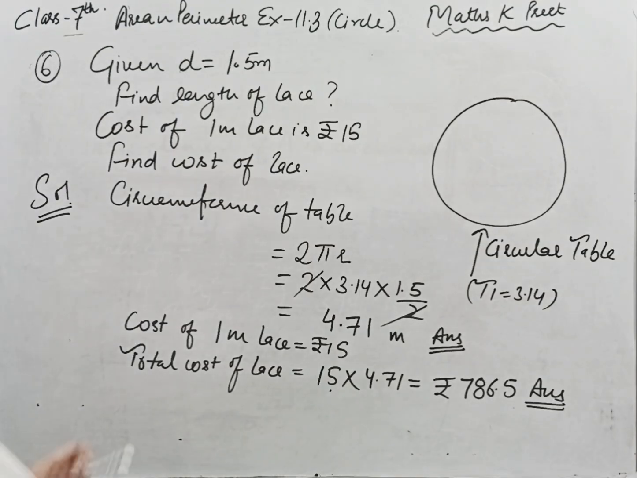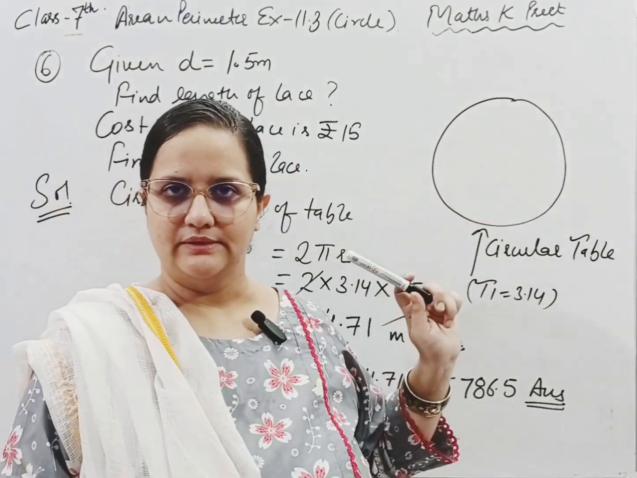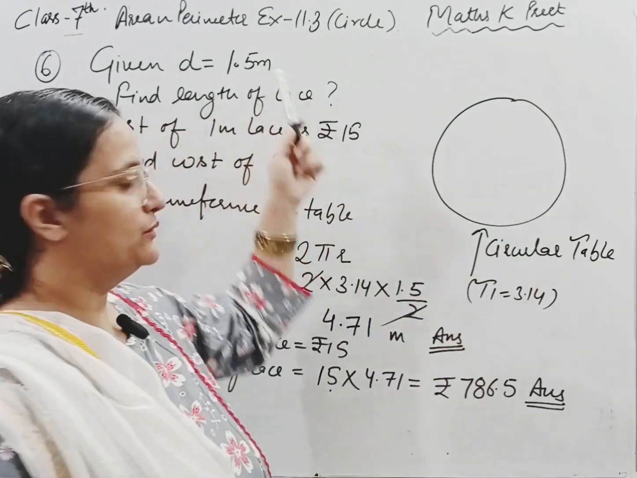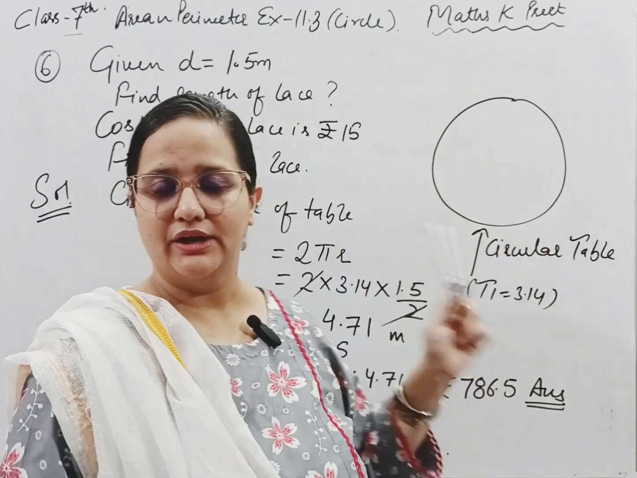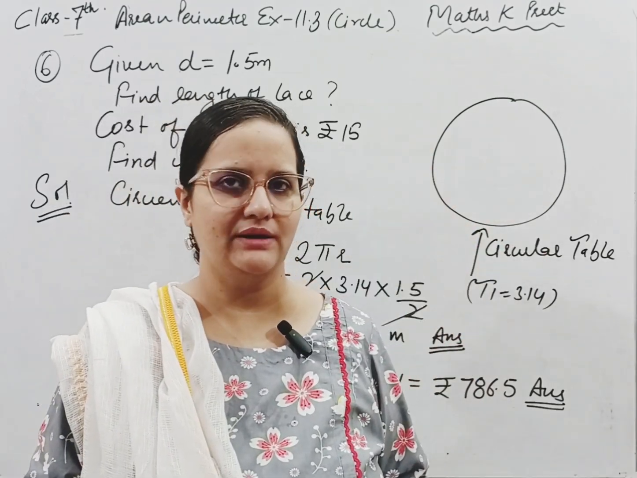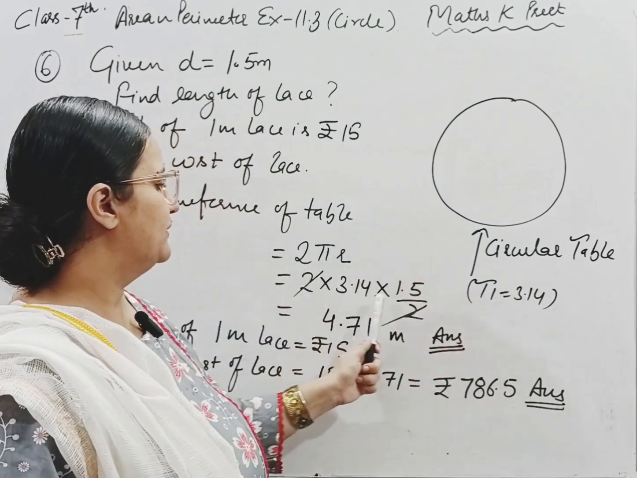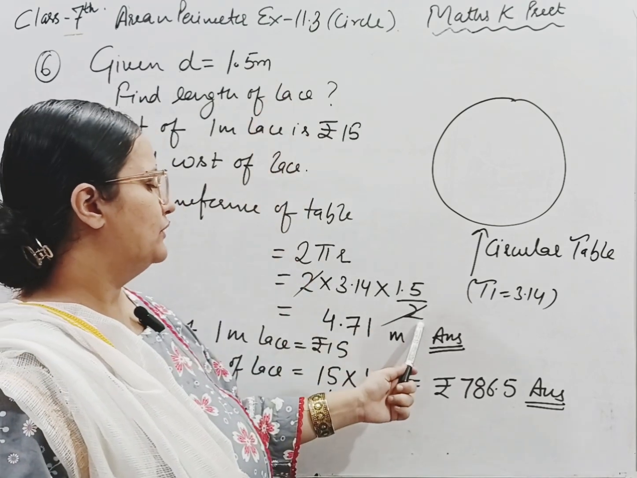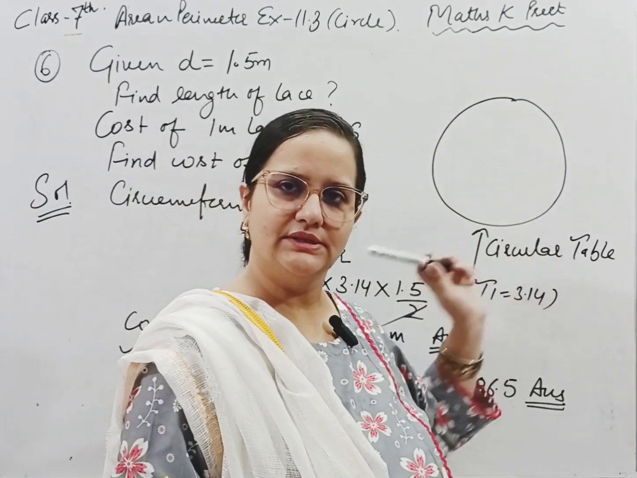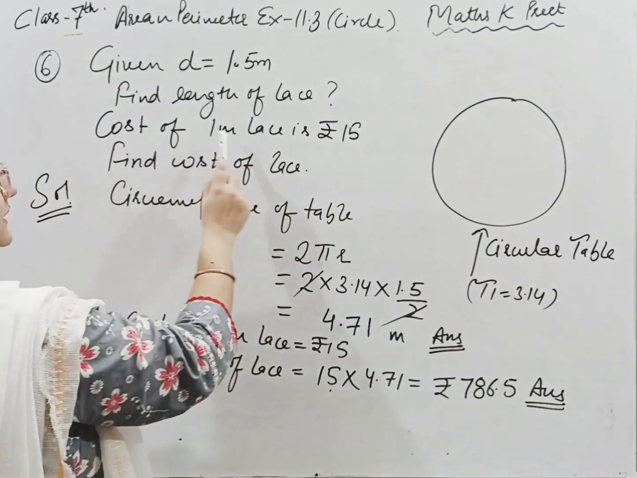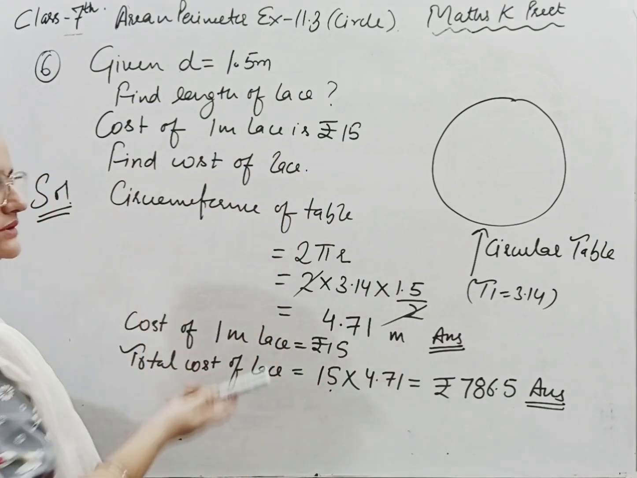So this is question number 6. Similar to question number 4, circular table is given. A girl wants to lace on the edge of a circular table. So a circular table is given with the diameter 1.5 meters. So we can calculate the radius, and to calculate the total length of the lace. Why? Because we are talking about edge, so we will calculate the perimeter or circumference. So circumference 2 pi r, pi I have to take 3.14, 2 into 3.14 into 1.5 divided by 2 for the radius. So this much lace is required to cover the edges of this table. So cost of 1 meter of the lace is given rupees 15, and we have to calculate the total cost for the lace.